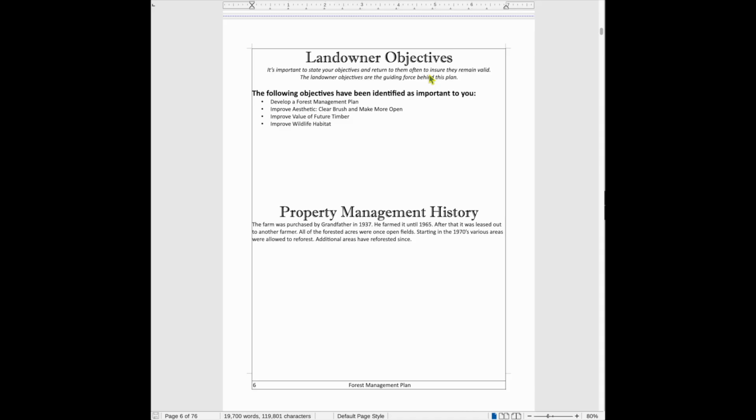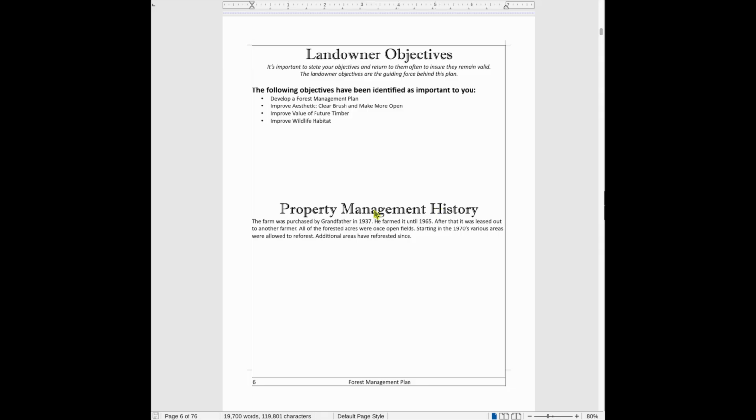So that's what the plan is with the landowner objectives. These are pretty common, and I always put this one in. Obviously, your objective is to get a forest management plan if you're getting one of these. And then this client wants to improve the aesthetic. A lot of understory brush has grown up, and they want to nurture the quality of the timber so that it's valuable, and they want to improve wildlife habitat. Those are really common across the state.